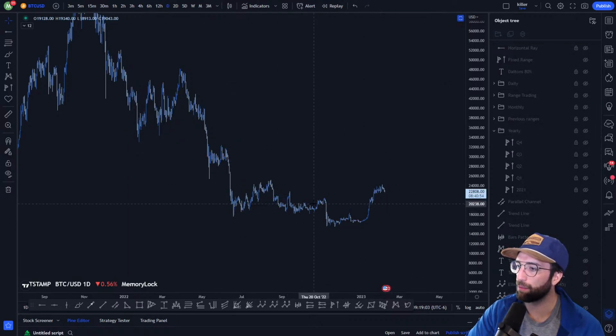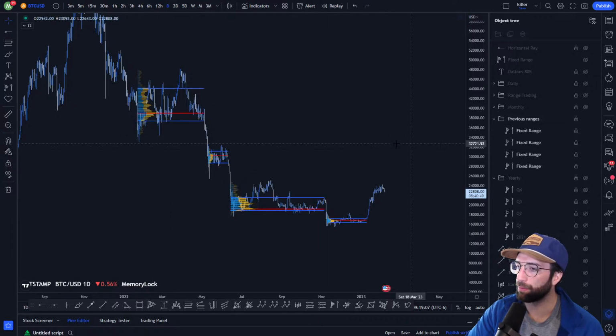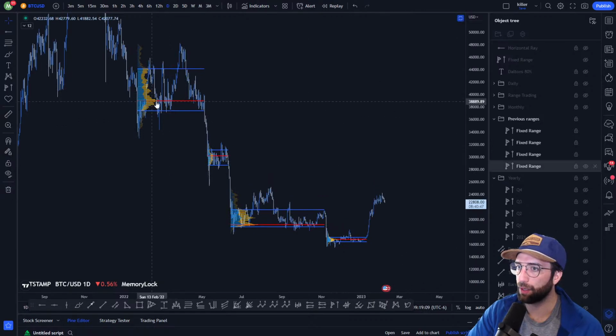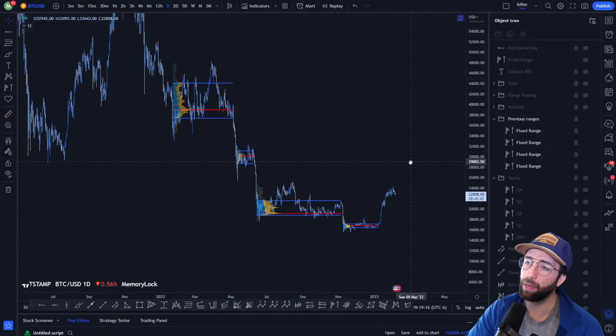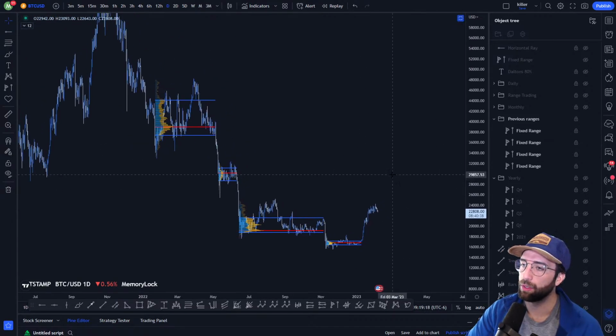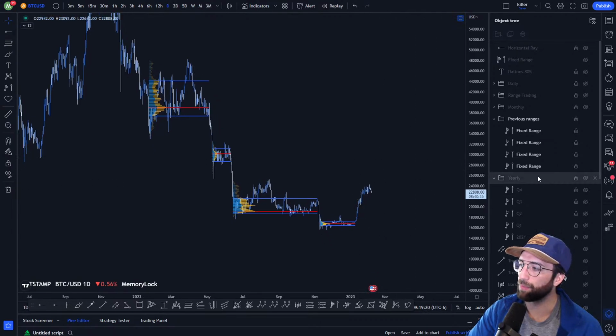Let's identify the ranges that we have. I already went through and drew them out. As you can see, here's a range, then price fell. Here's another range. Price fell. Here's another one. Price fell. And here's another one. So in my opinion, this would be a better way to use the fixed range volume pull instead of quarterlies.